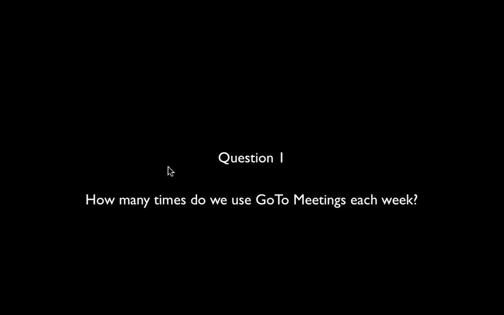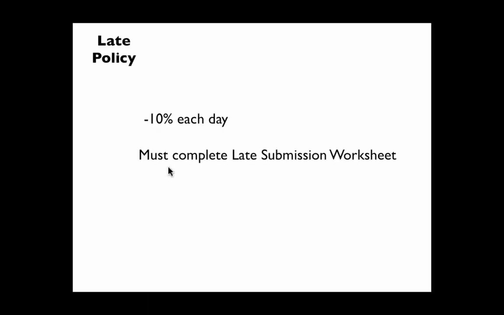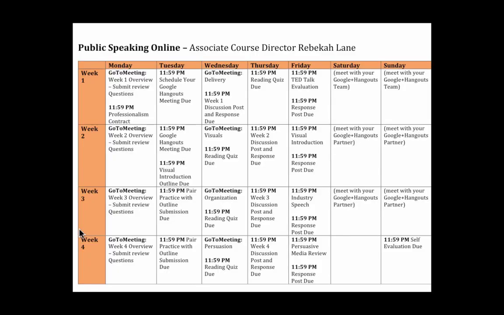Here's question number 1. How many times are we going to use GoToMeetings each week? Let's take a look at that calendar. GoToMeetings questions are due on Mondays and on Wednesdays. What that means is that we are using GoToMeetings 2 times a week, and those live lectures will happen sometime before those questions are due. You'll just want to make sure that you are diligent. If you are not able to attend the live GoToMeeting, that is completely fine. We do offer an archive.